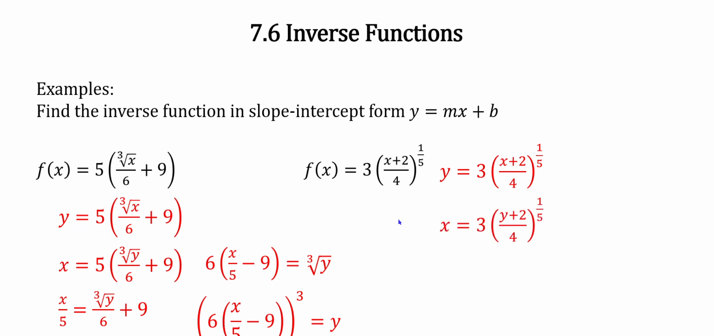Okay, do the whole switch x and y thing. Got to get rid of this 3 first, so I'm going to divide by 3. Then I'm going to raise both sides to the 5th power. Now I'm going to end up multiplying by 4 and subtracting 2. And there you go. And again, same thing here. I just had the cube root of x, so in the end, everything was to the 3rd power. Here I had a bunch of stuff to the 1/5 power. In the end, I have one little thing to the 5th power.